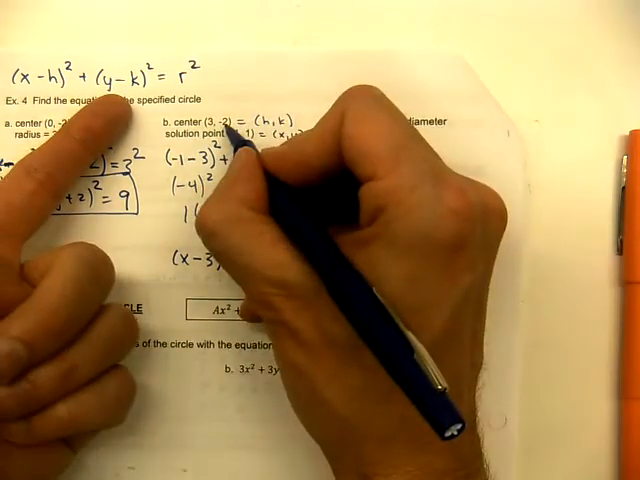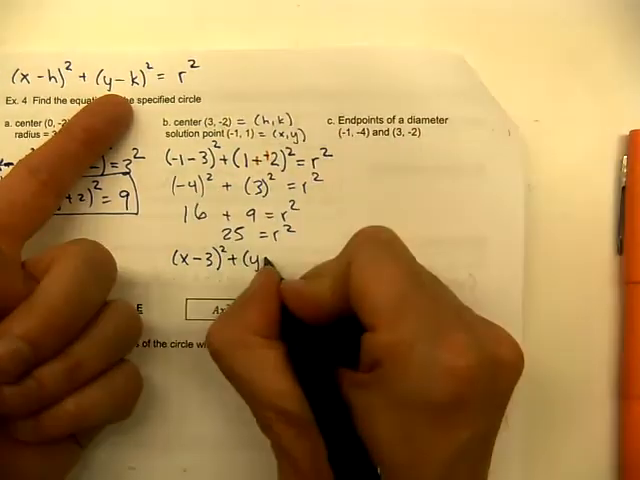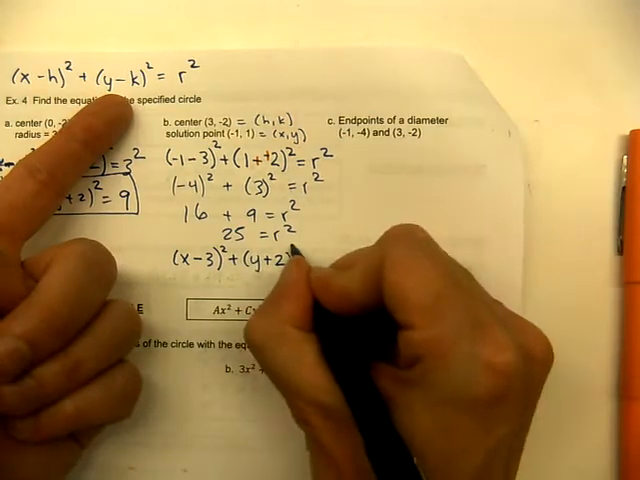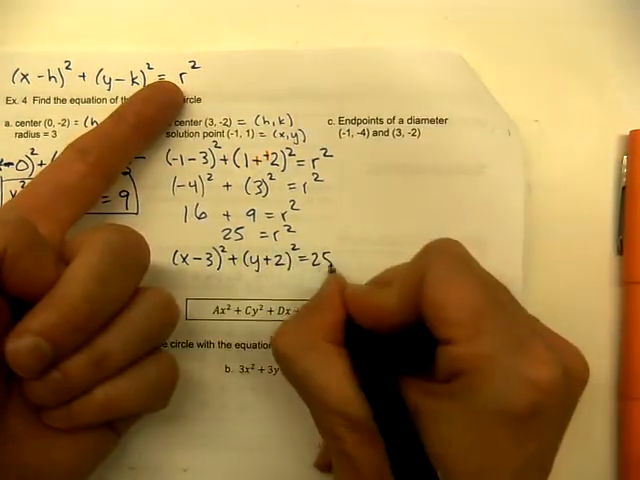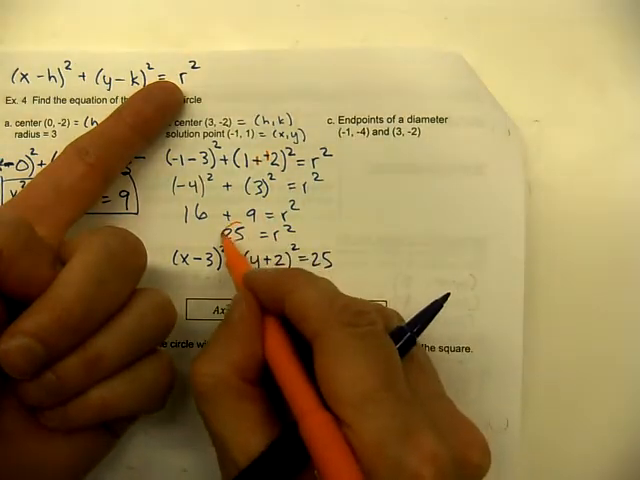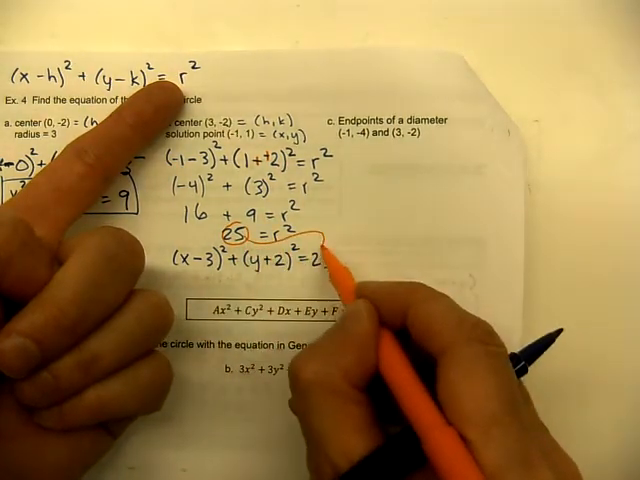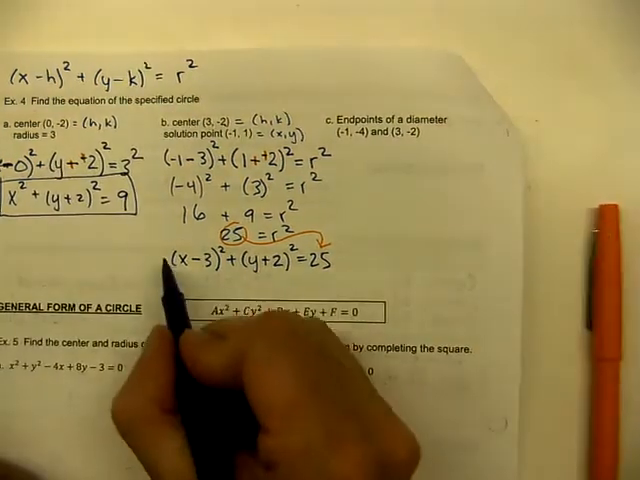Now the K is a negative 2, so change that sign in your head to a positive 2, quantity squared, equals the radius squared, and there it is. So this is a little bit of a shortcut. We just take the R squared and put it right there.